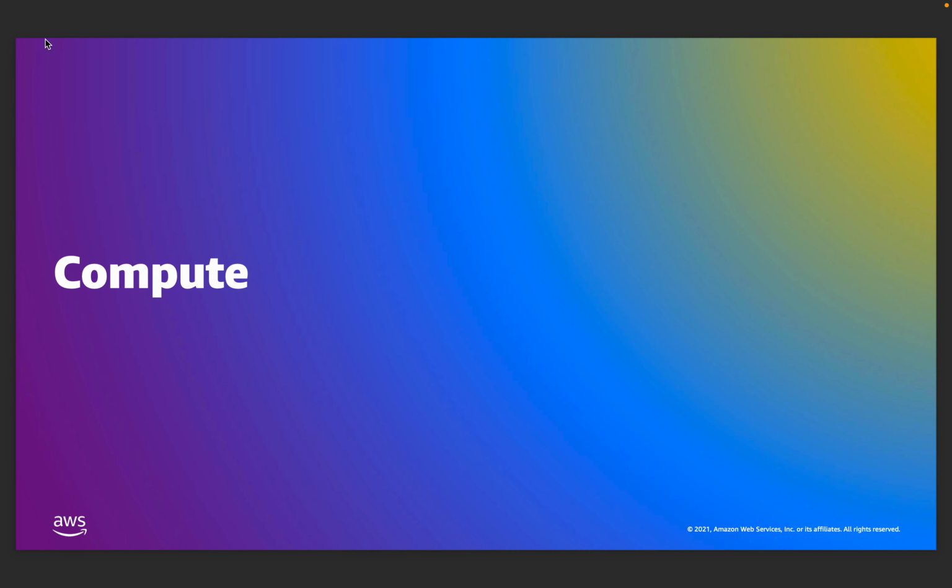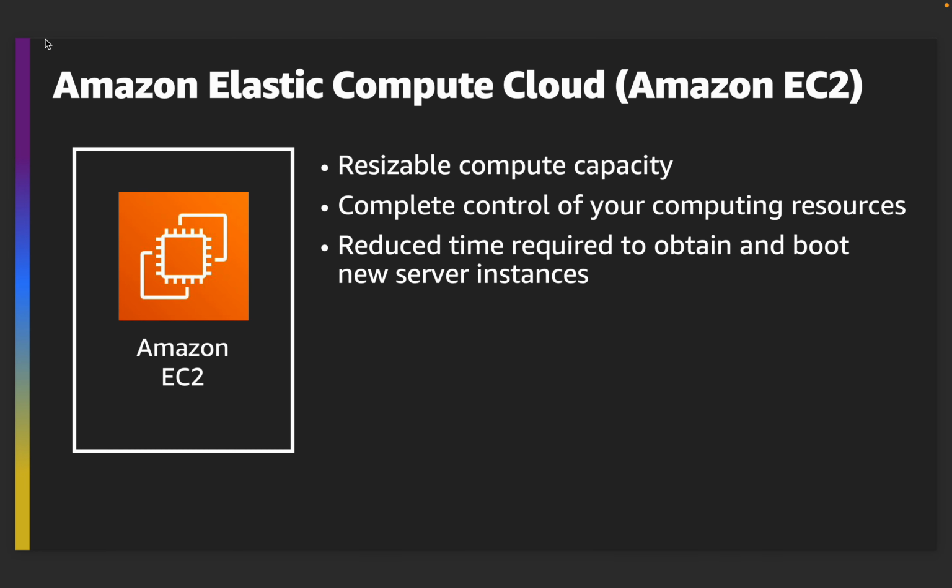So let's go about compute. So EC2. EC2 means Elastic Compute Cloud. So EC2 is a resizable compute capacity. Compute, control your computing resources. Reduce time required to obtain and boot a new server instance.